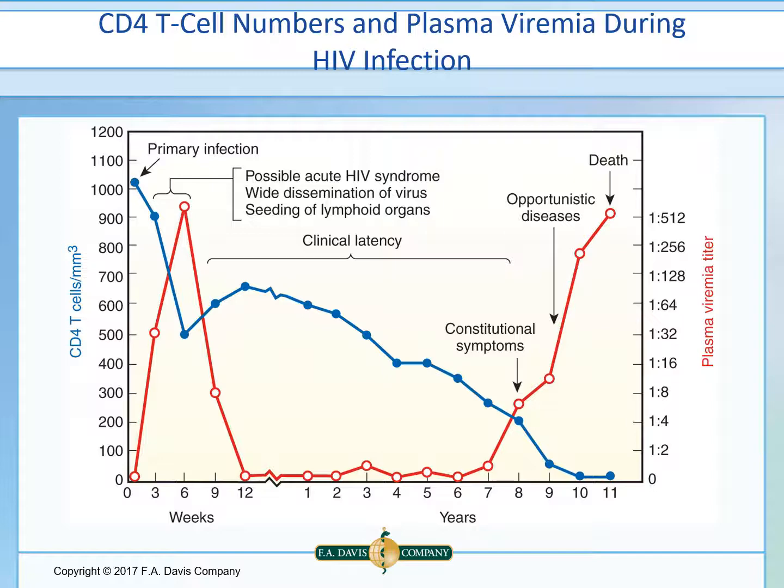Plasma viremia increases rapidly at the onset, so this is seen in red, and then decreases to undetectable levels when the virus is being destroyed by the immune responses during clinical latency. At the onset of AIDS, viremia will increase as the virus becomes reactivated and destroys the immune system. Effective antiviral therapy results in prolonged latency periods with higher CD4 T-cell numbers and ideally an undetectable level of viremia.